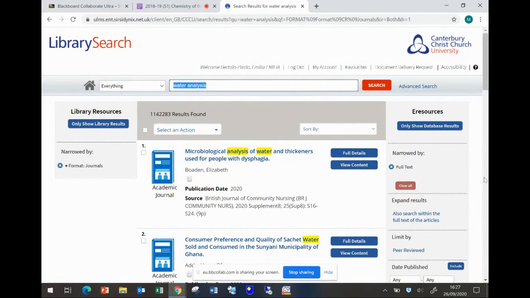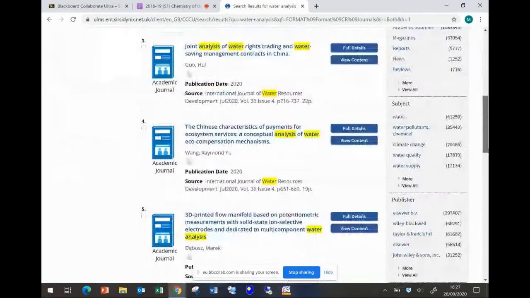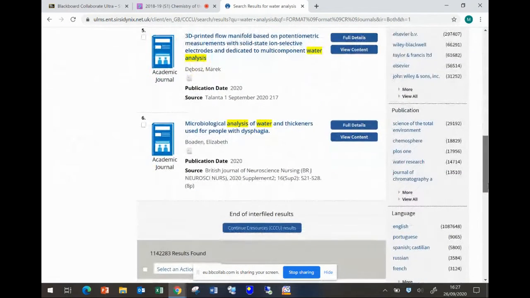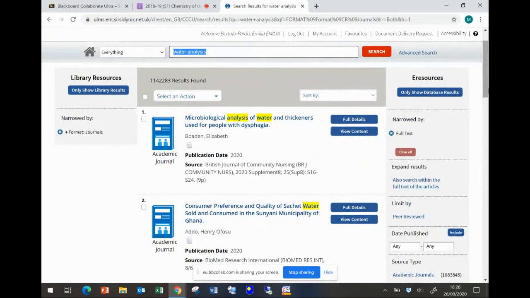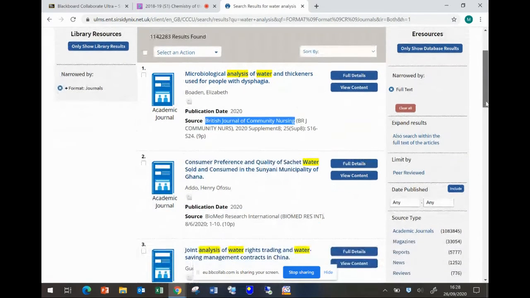It gives me loads of results, but I don't really concentrate on the first few until it says end of interfile results, which means these are the results I have access to. The next thing I do is have a look at the titles and see whether it is worth clicking. Something published in the British Journal of Community Nursing is probably not going to be very applicable to an environmental paper. If I have time I might have a look at it, but not necessarily.